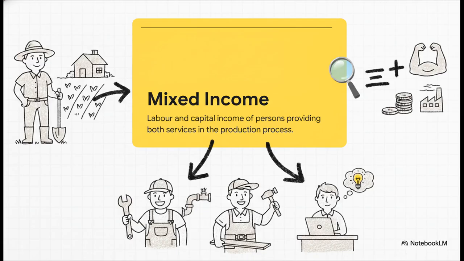Essentially, it's a combo of labor and capital income. Think about own account workers, unincorporated enterprises, local farmers, plumbers, sole proprietors. These folks provide both the labor and the capital. Their earnings are this hybrid mix. I mean, they aren't paying themselves a formal corporate salary or declaring formal dividends. So right out of the gate, this hybrid nature creates a massive classification headache for national income accountants.